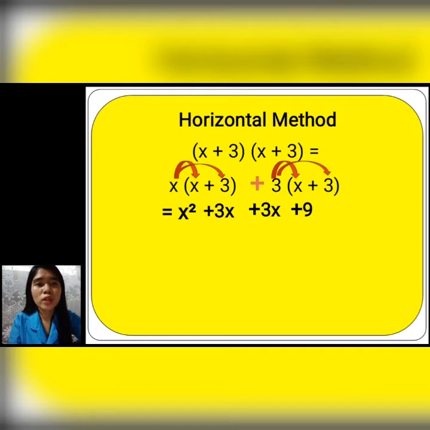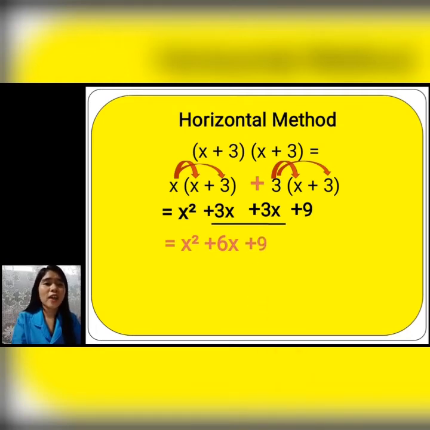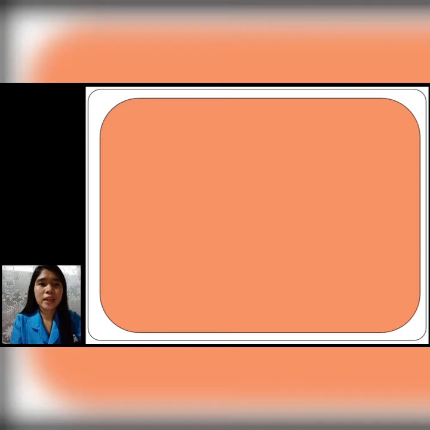Now, we are going to combine the like terms. So first, we will just copy the x squared. Then, by combining like terms, we will add 3x to 3x. So we got 6x. The next is to bring down the positive 9. So the final answer will be x squared plus 6x plus 9, the same as the answer earlier in the vertical method.